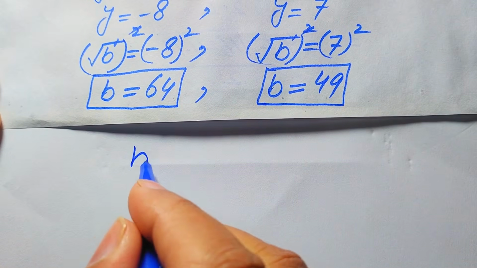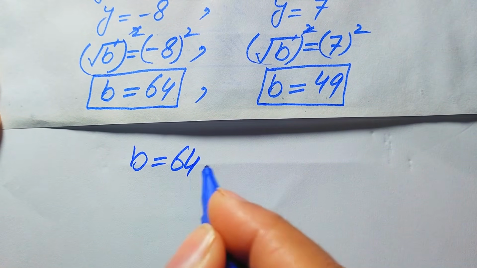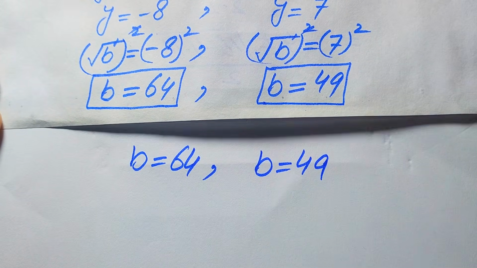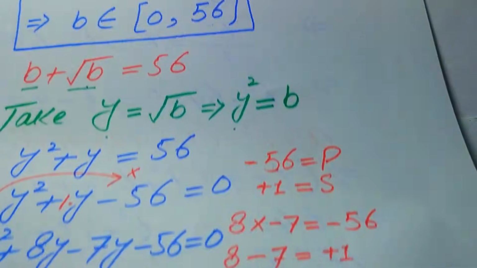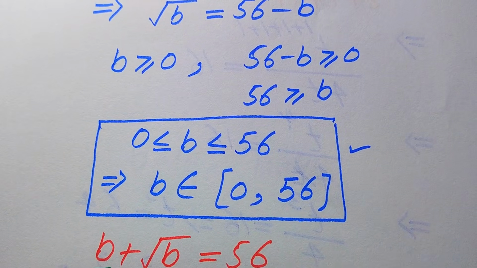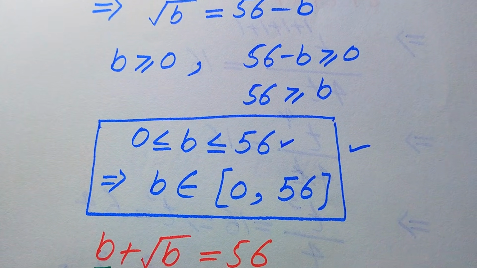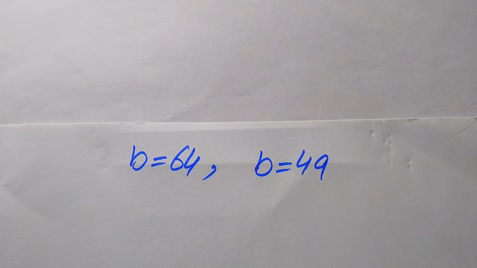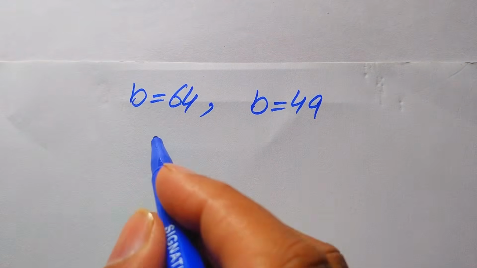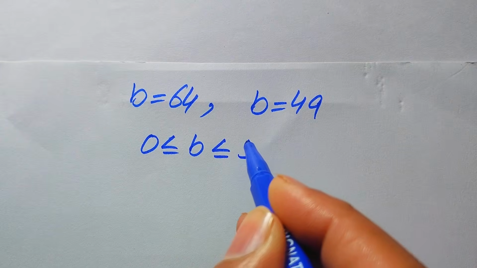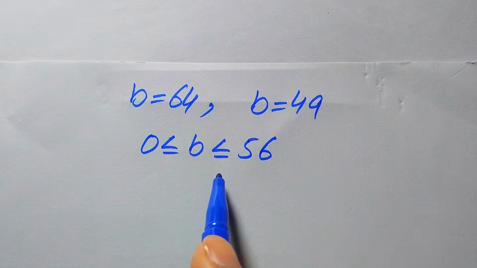And now you see we obtain two values of b. One is 64 and the second value is 49. So now if we move backward to the start of the problem, we find the interval of solution. This is the interval in which our solution lies. So we first copy down this interval here: 0 is less than or equal to b is less than or equal to 56. So our solution lies in this interval.